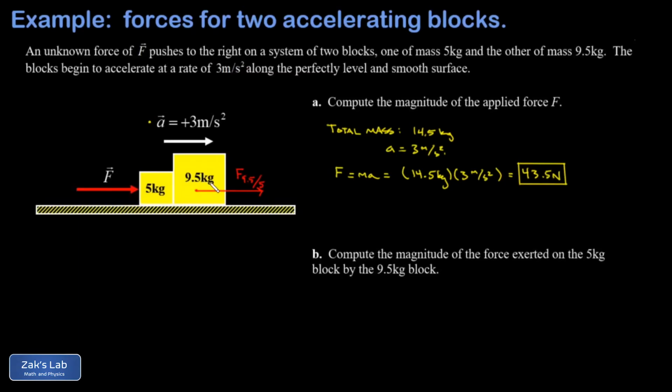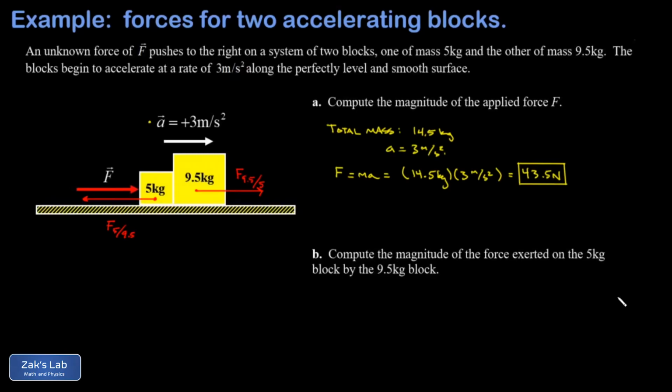But we also know that when two objects exert forces on each other, they have to obey Newton's third law, which means that 9.5 kilogram block is pushing back to the left on the 5 kilogram block. And the magnitude of that force must be exactly the same and the direction is opposite. And we'll call that the force on the 5 kilogram block exerted by the 9.5 kilogram block. So that's an F with a subscript of 5/9.5. Again, we know by Newton's third law that those two forces are equal in magnitude but opposite in direction.